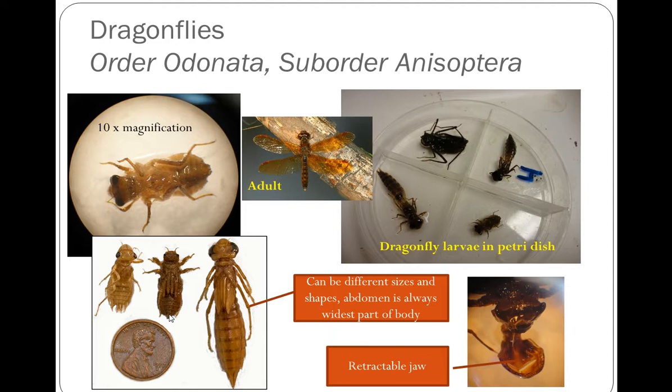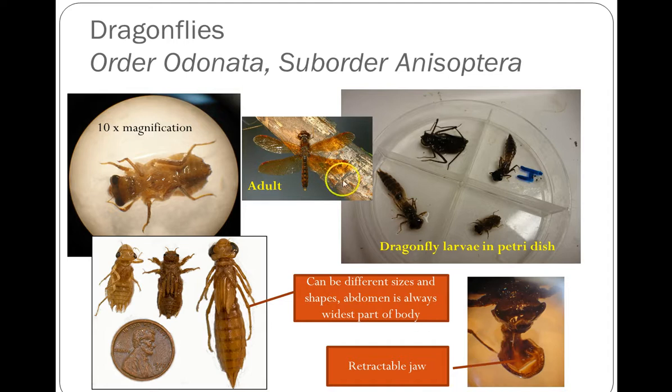The one thing you always want to look for is that abdomen being the widest part of the body. They all have wing pads. They don't have any gills sticking out of their body, because their gills are on the inside of their abdomen, but always look for that really wide abdomen. Another thing that dragonflies have is a retractable jaw called the labium, pictured right here. They can shoot that out and capture and engulf their prey and bring it back to be devoured.